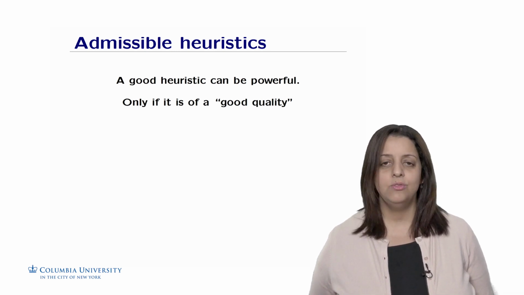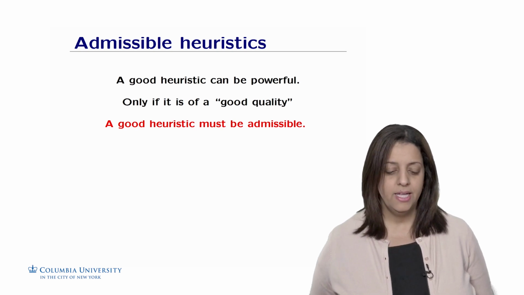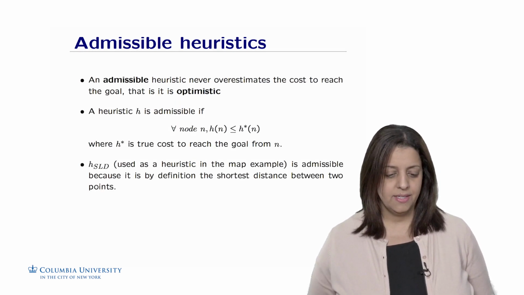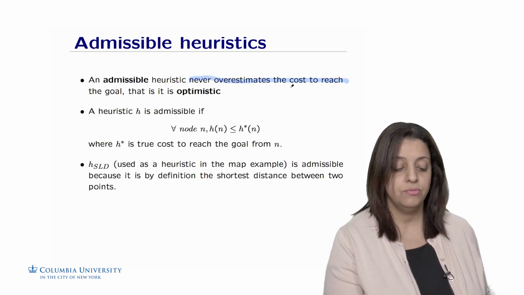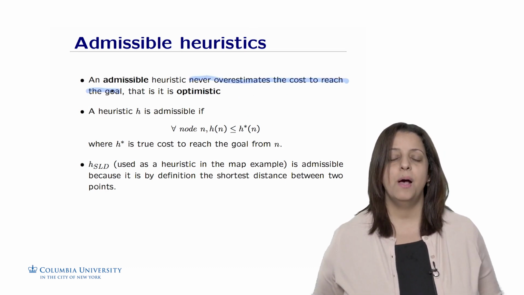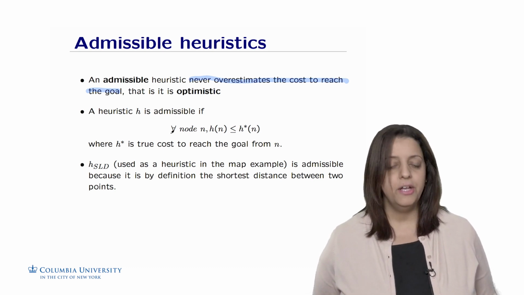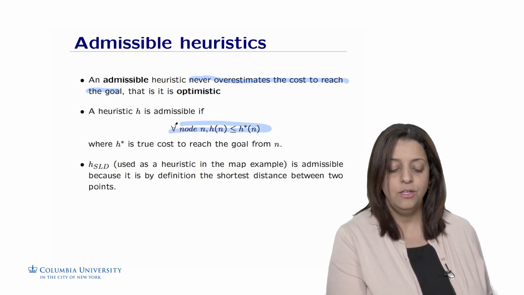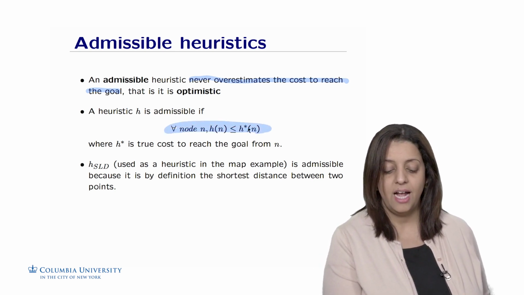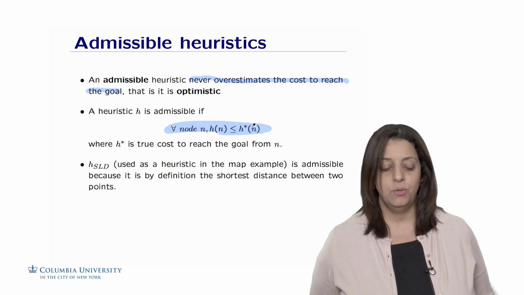So a good heuristic is known to be powerful if it has the property of being what we call admissible. So what is an admissible heuristic? It's a heuristic that never overestimates the cost to reach the goal. That is, it is optimistic. So it always has less than what it needs to reach the goal. So more formally, a heuristic is admissible if for all node n, the value of the heuristic at the node n is actually bounded by the true cost to reach the goal from the node n.